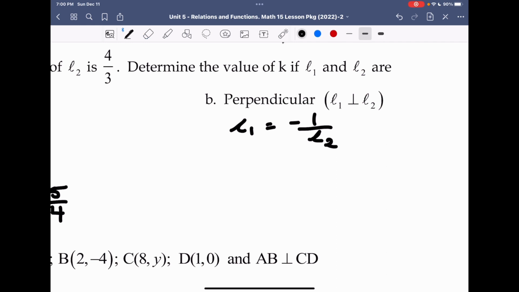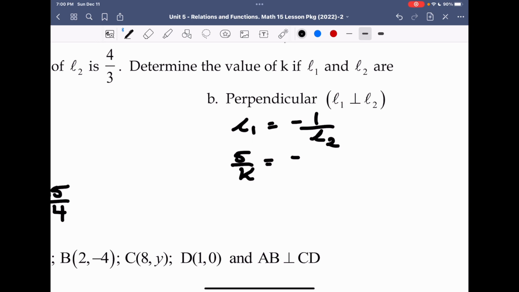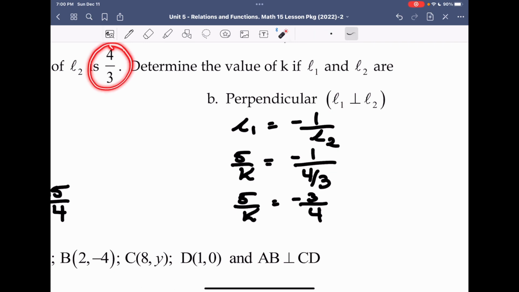So what I'm going to do is say, well, if the first slope is 5 over k, and they're perpendicular line segments, that means I'm going to do negative 1 over 4 over 3. Well, what does that do? That reverses the fraction to be 5 over k is equal to negative 3 over 4, or the negative reciprocal. We see how from this fraction to our new fraction, we flipped the fraction and made it negative.